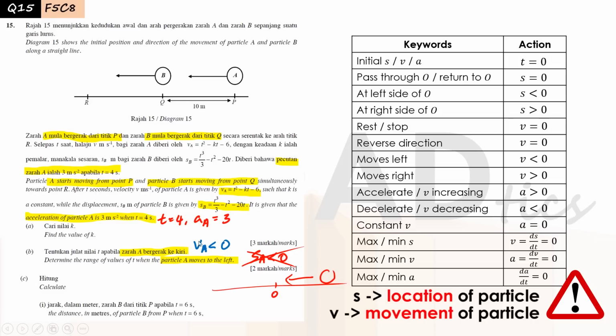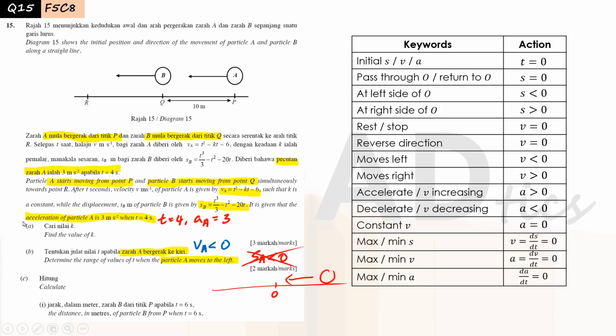So we are going to use V_A less than 0. Okay, again, S focuses on the location, V focuses on the movement of the particle. So here it says move to the left, so we're going to use V.